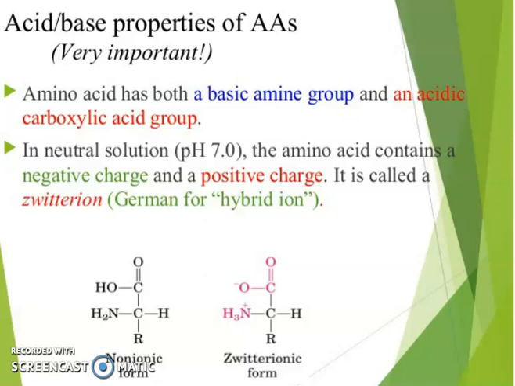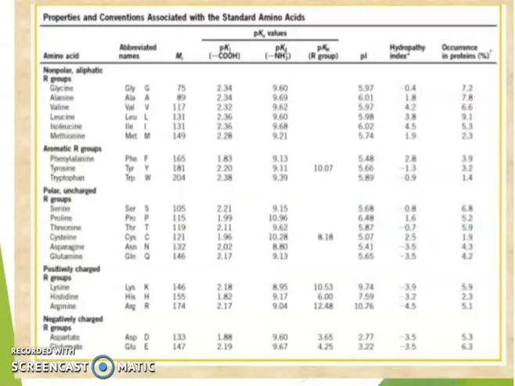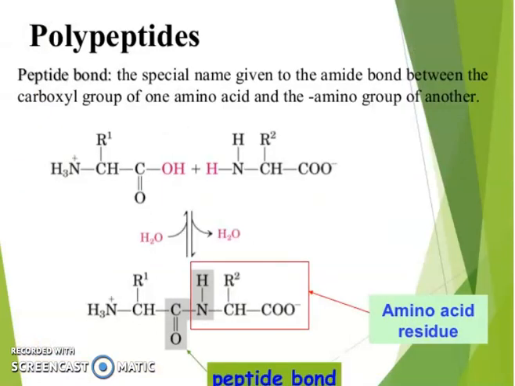An amino acid has both a basic amino group and an acidic carboxylic acid group. In neutral solution, the amino acid contains a negative charge and a positive charge. It is called a zwitterion, German for hybrid ion. Amino acids ionize to various states depending on the pH value, at which the amino acid has equal positive and negative charge, with no net electric charge. So you can see the zwitterion. So this is the pK value.